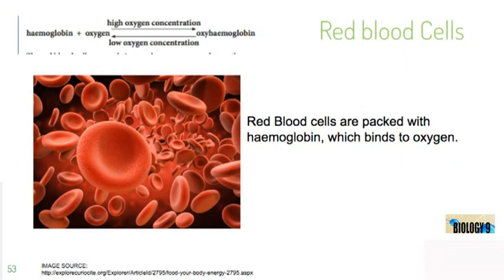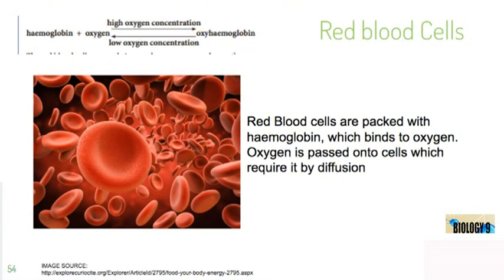Let's go into a bit more detail about red blood cells. They are packed with hemoglobin, and that is what binds to the oxygen to take it around. Have a look up here on the left. When hemoglobin binds to oxygen, you get something called oxyhemoglobin. That's the hemoglobin that's carrying oxygen, and then eventually it will unload it onto the cells that require it.